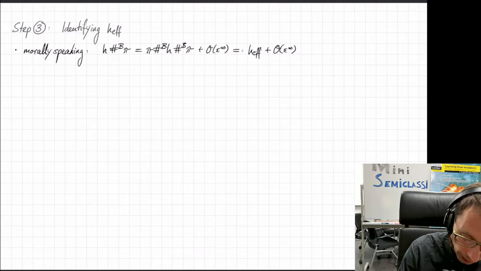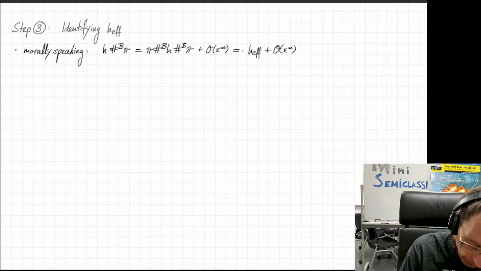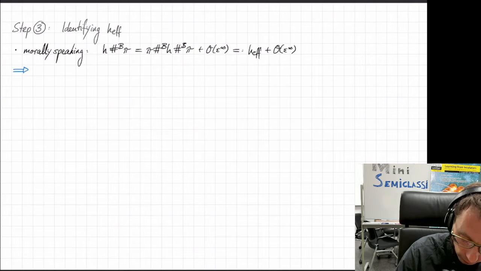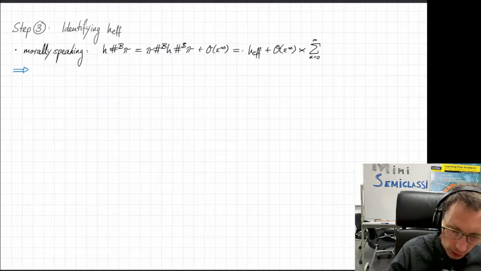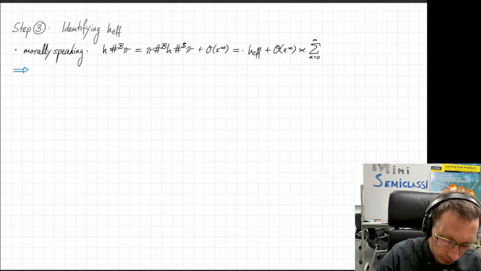And because of everything that I've said before, this operator has an asymptotic expansion. So we make this clear here. So it has an asymptotic expansion. We will only need the first two terms, so the leading order term, the so-called principal symbol, and the first subleading correction.